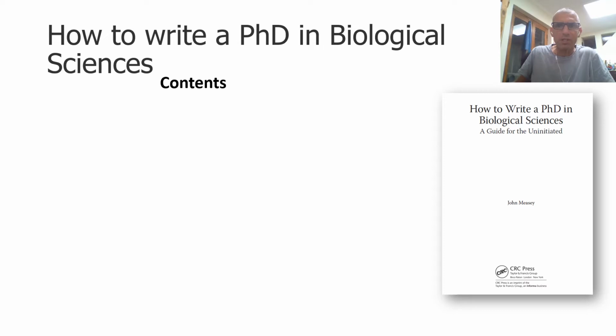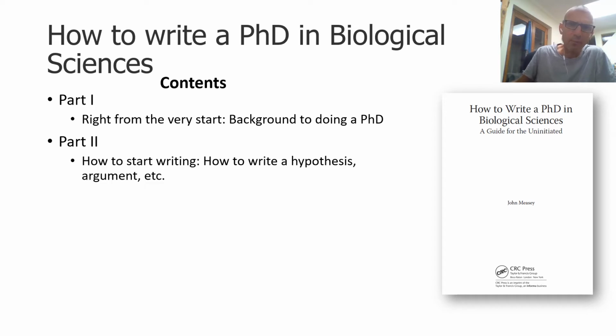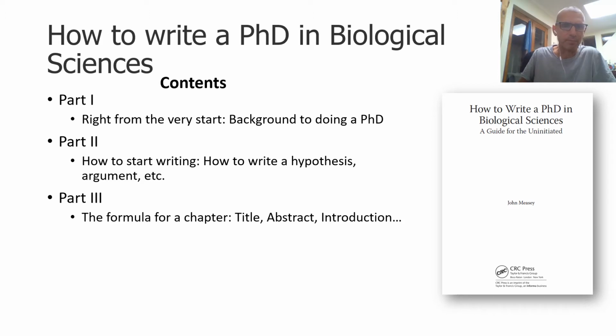The contents of this guide are in 4 parts. The first part is a brief introduction to doing a PhD. And when I say doing a PhD, I also mean doing a master's by research. So this guide will act for both degrees. Part 2 tells you how to get started with writing. So how to write a hypothesis, how to write an argument, and all the terms therein.